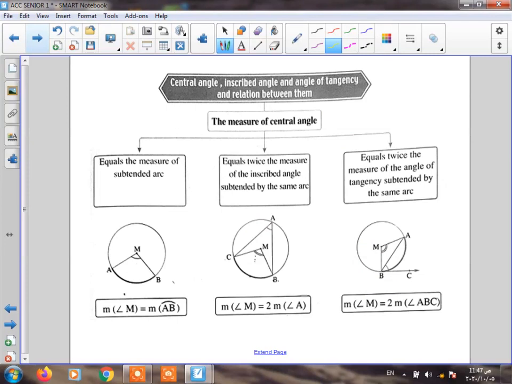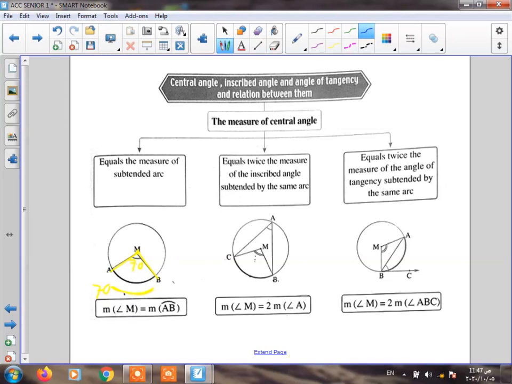Now I get some relations between the central and the inscribed angle. We know that angle AMB is a central angle because M is the center. So it equals the measure of the subtended arc, which is the measure of arc AB. So if the angle here is 70 degrees, that means this arc measure will also be 70 degrees. What about the second drawing?